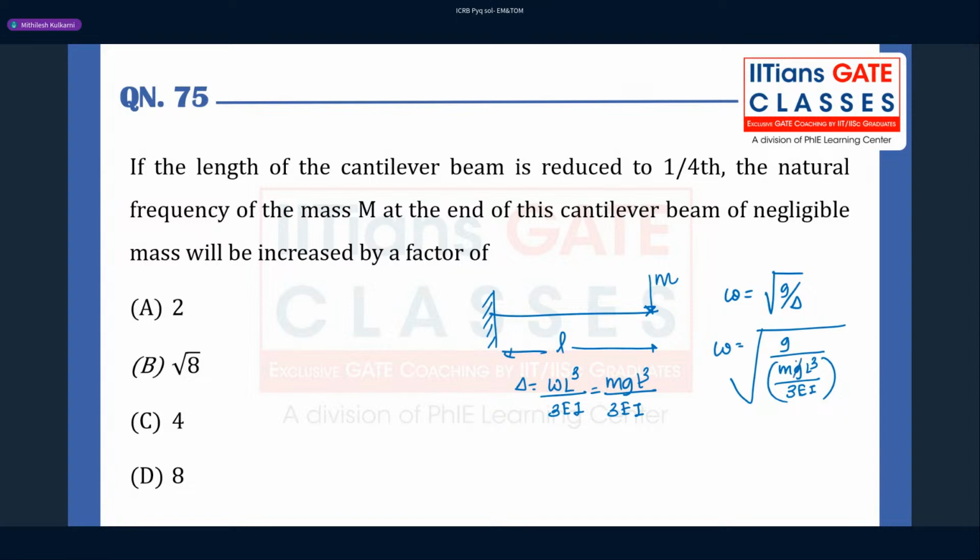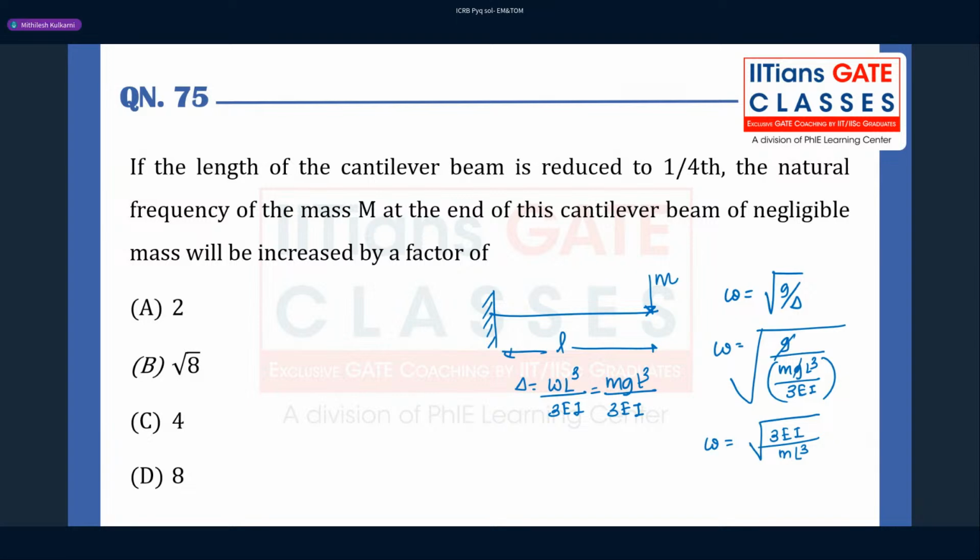So g will get cancelled. Omega is equal to under root of 3EI divided by mL cube. Okay, this is the formula.